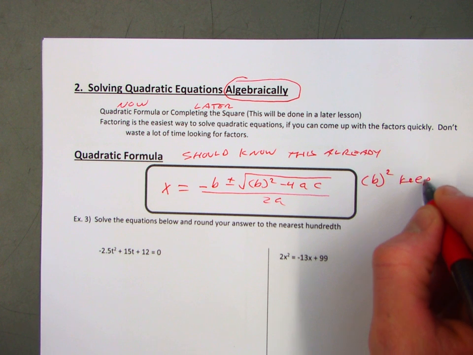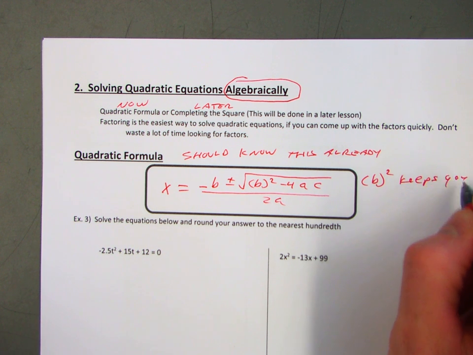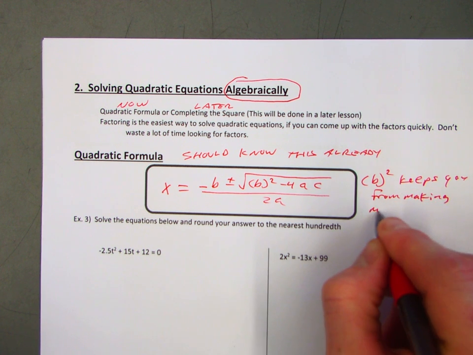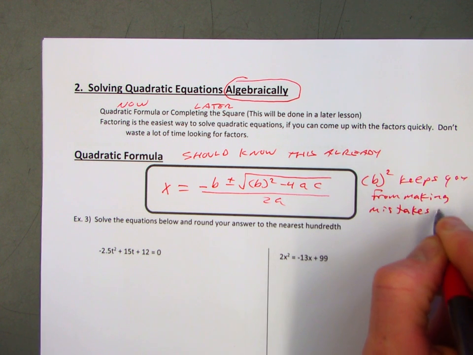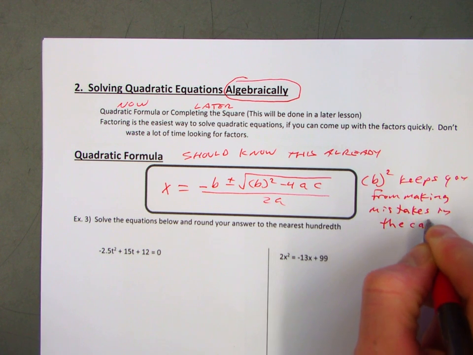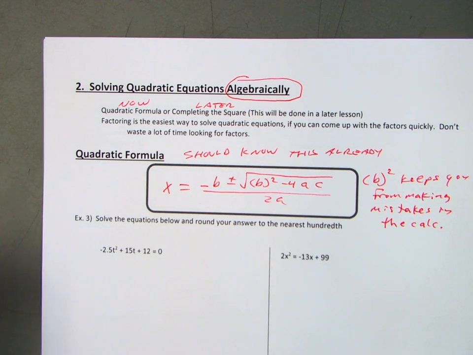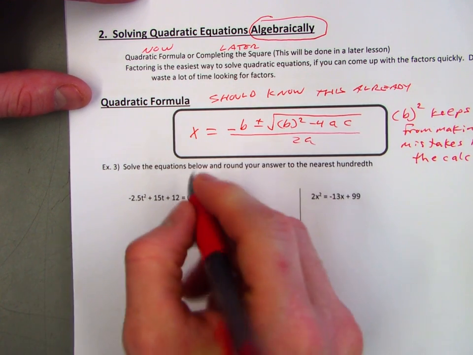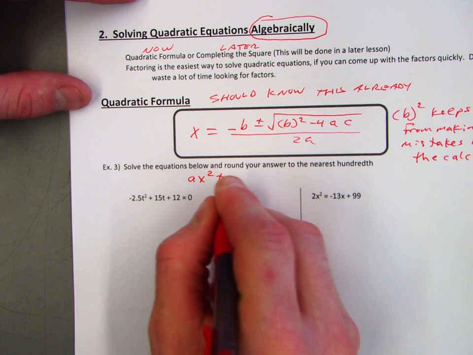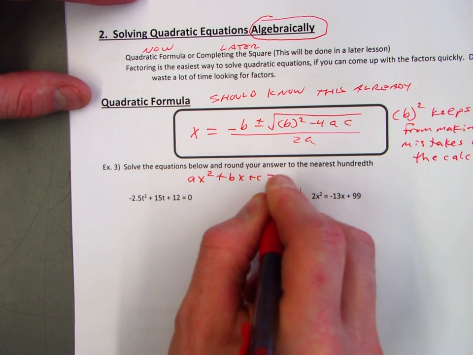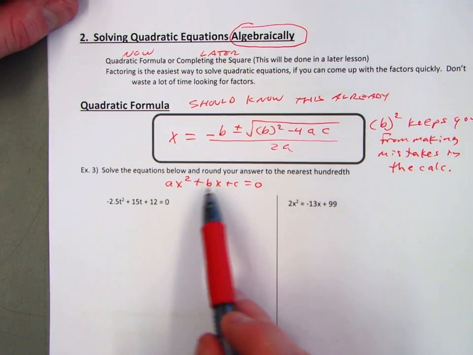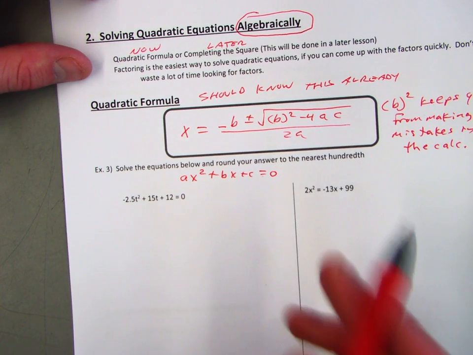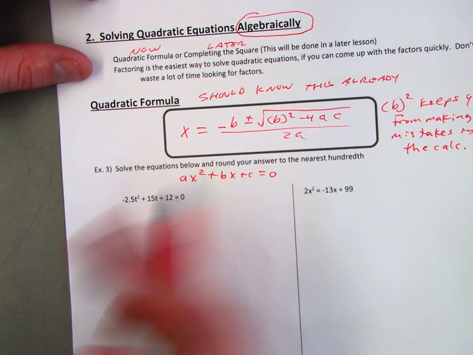Putting that b in parentheses keeps you from making mistakes in the calculator. All right? And the b's, the a's, and the c's all come from standard form of the quadratic equation, or quadratic equations set equal to 0. So the first thing you have to do is make sure the equation is set equal to 0, then you can continue.